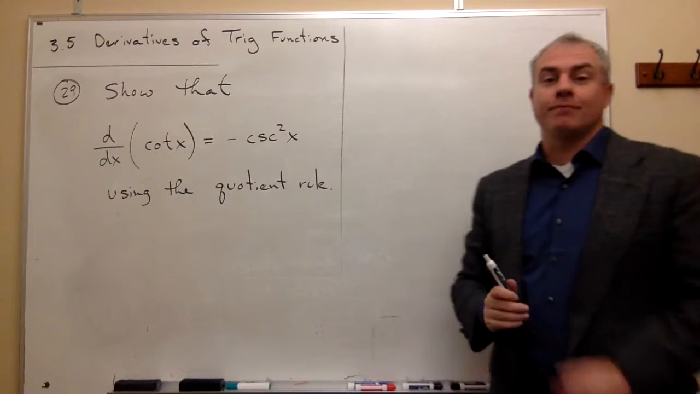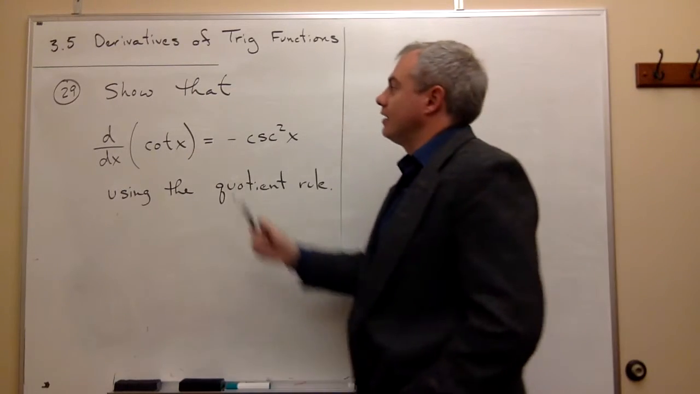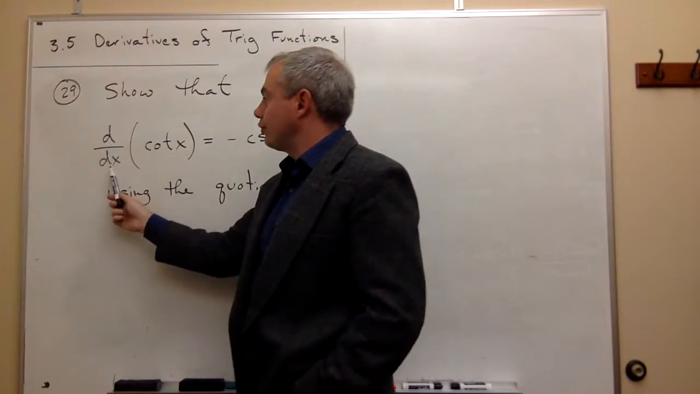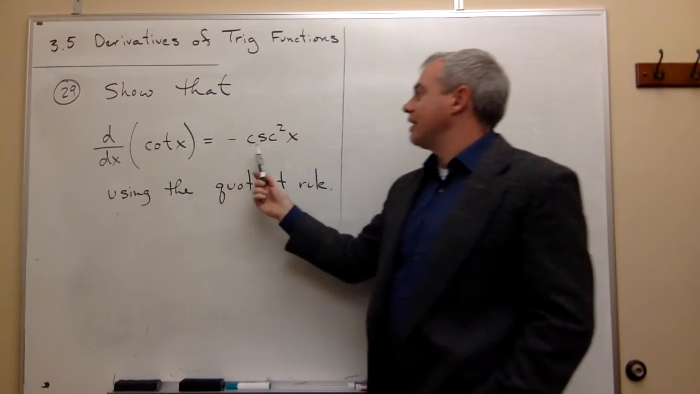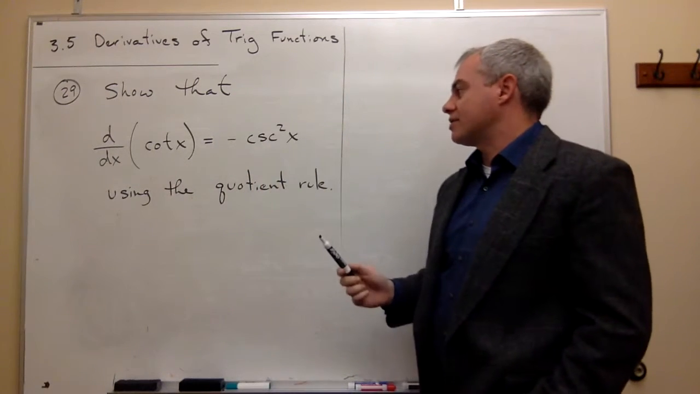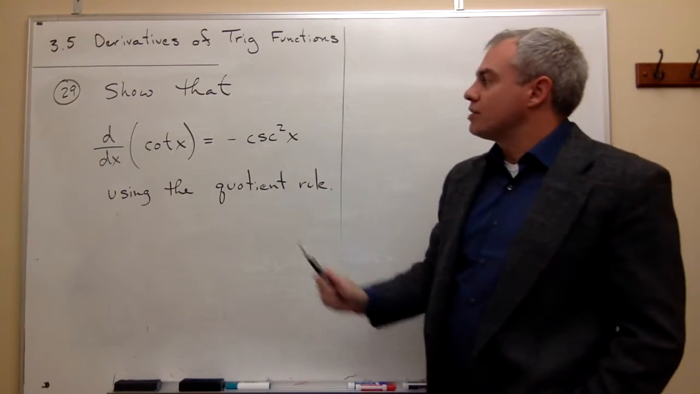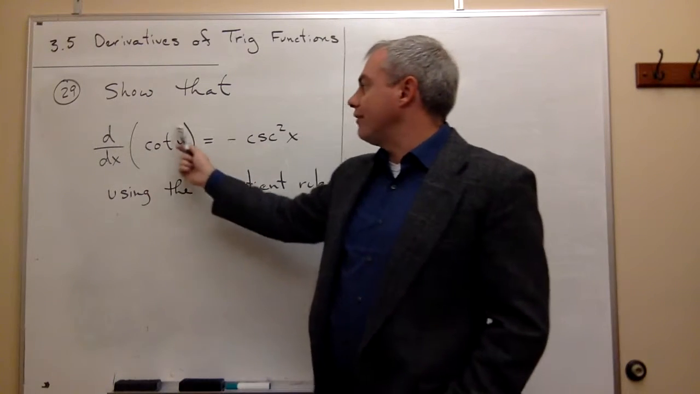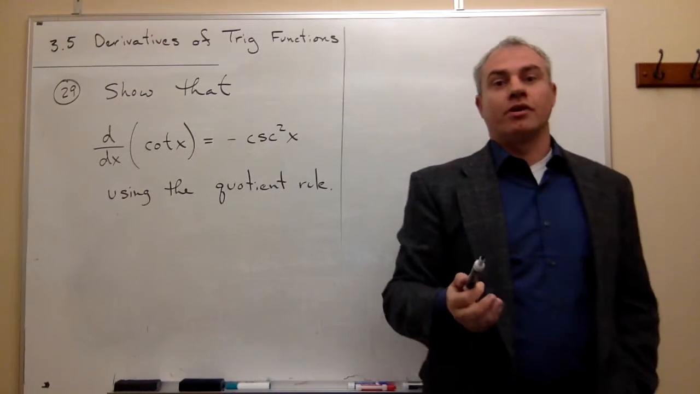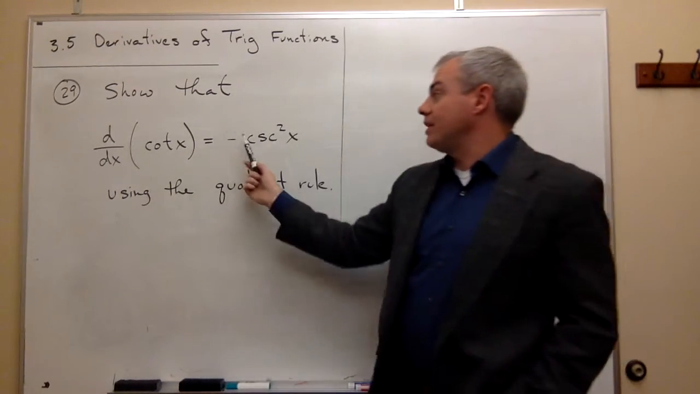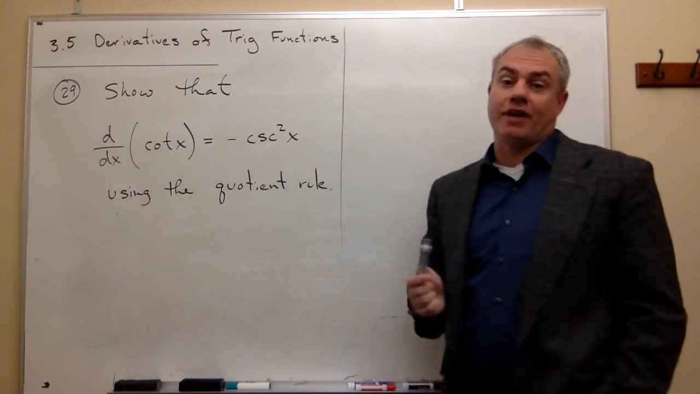Now let's take a look at problem number 29. I'd like to show that the derivative with respect to x of cotangent of x is negative cosecant squared of x using the quotient rule. So I want to actually take the derivative of cotangent of x using the quotient rule and show that it should be negative cosecant squared of x.